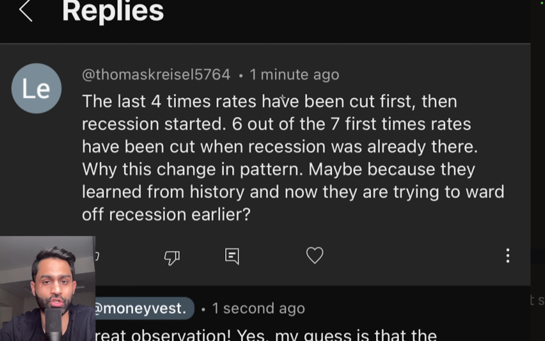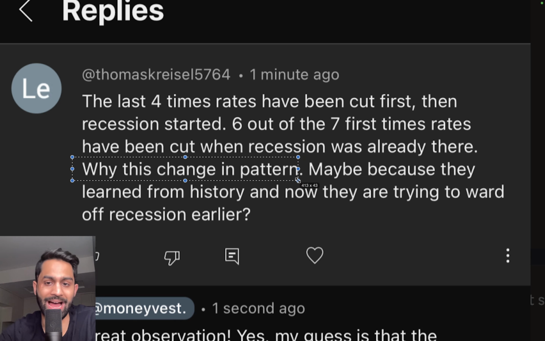So Thomas says the last 4 times that we have seen the first rate cut, a recession has followed later. In other words, the rate cuts have come in prior to the recession starting. In 6 out of the 7 first times since going back as far as the 1920s, the rates have been cut after the recession was already there.